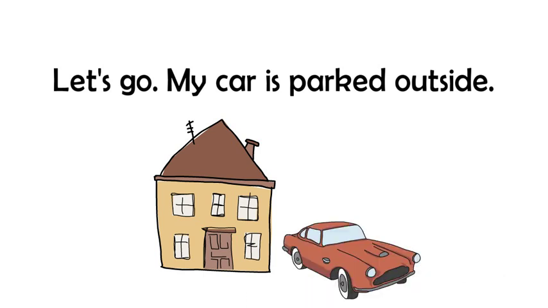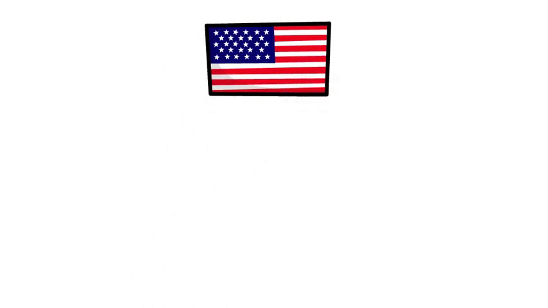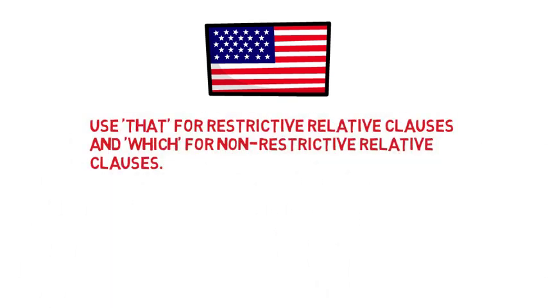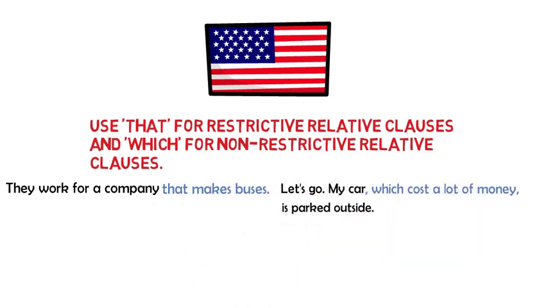So, now that we've clarified what restrictive and non-restrictive relative clauses are, let's just repeat the American practice for when to use that or which in relative clauses, which is use that for restrictive clauses and which for non-restrictive clauses. And as you can see, both of our example sentences follow this pattern.